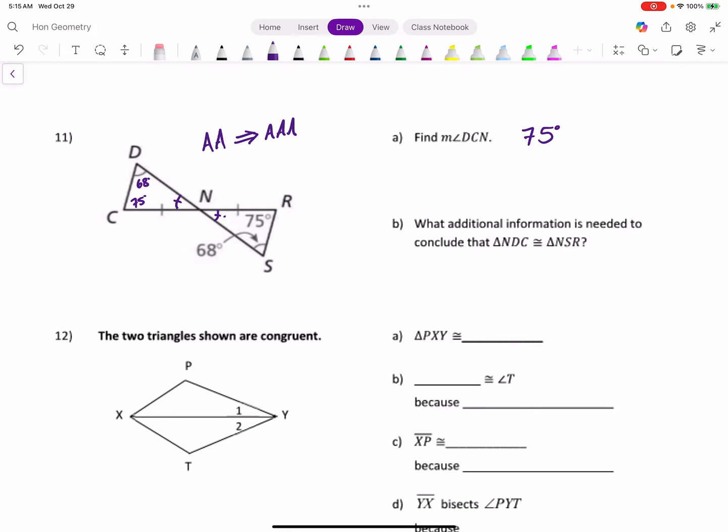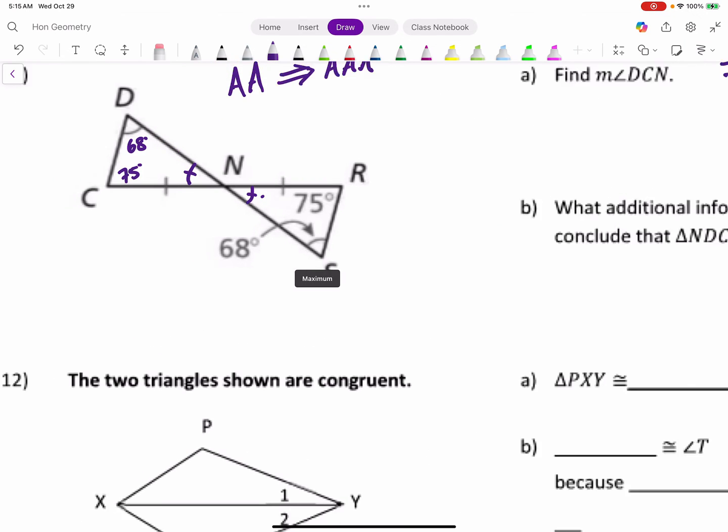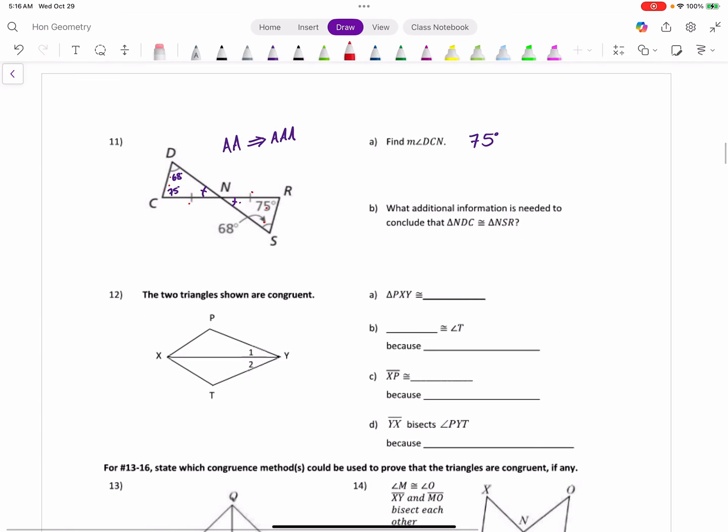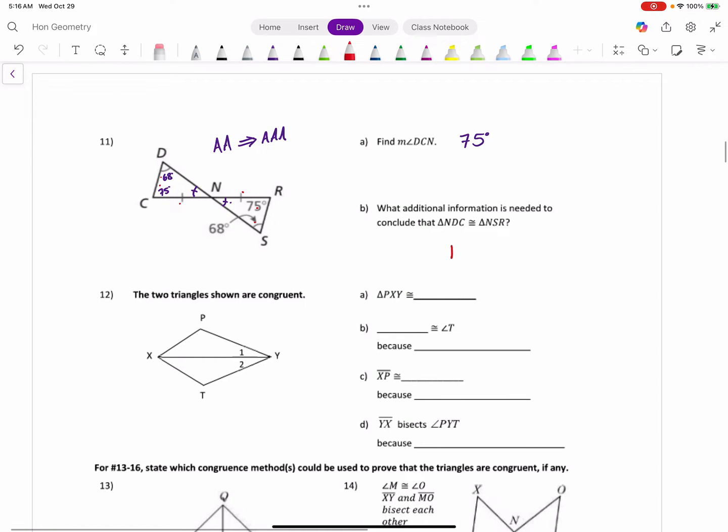What additional information is needed to conclude that triangle NDC is congruent to triangle NSR? What other information? Because right here, you could go angle, angle, side. So 68, 75, side 1. 68, 75, side 1. We're good. I even put a star next to this on my other notes. You really don't need any additional information. Let's say none, because they're congruent by angle, angle, side, or angle, side, angle.